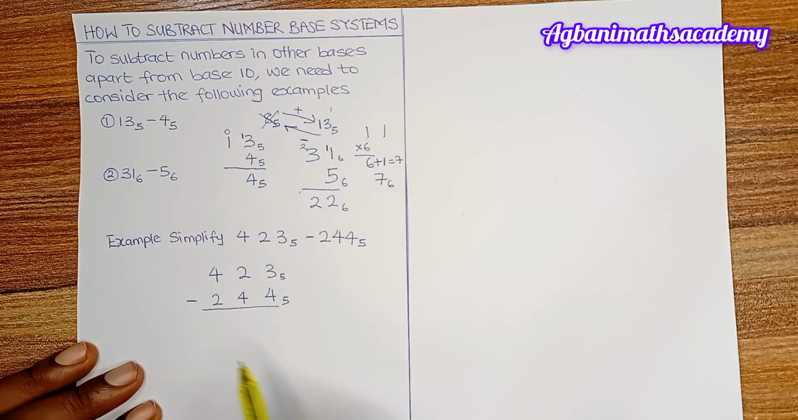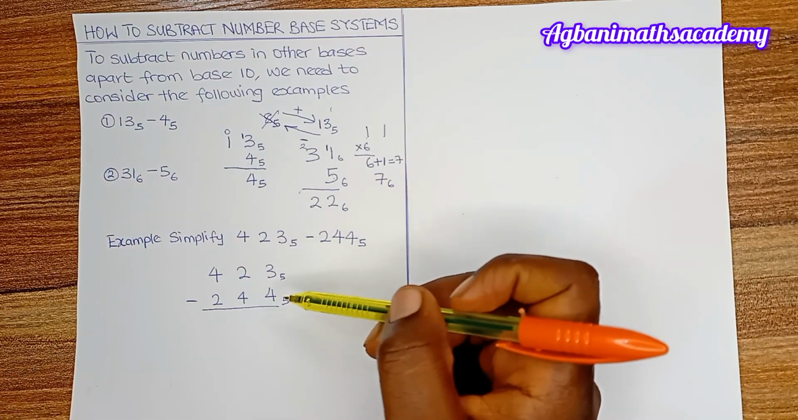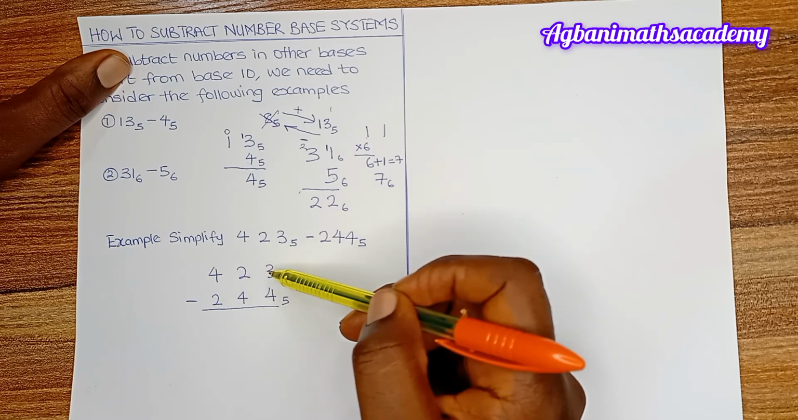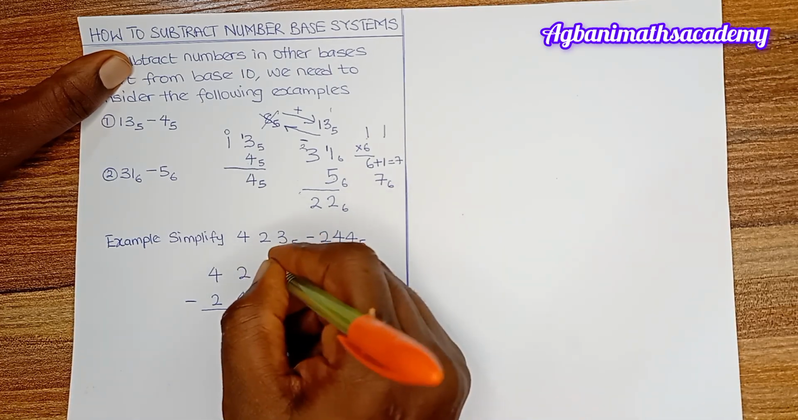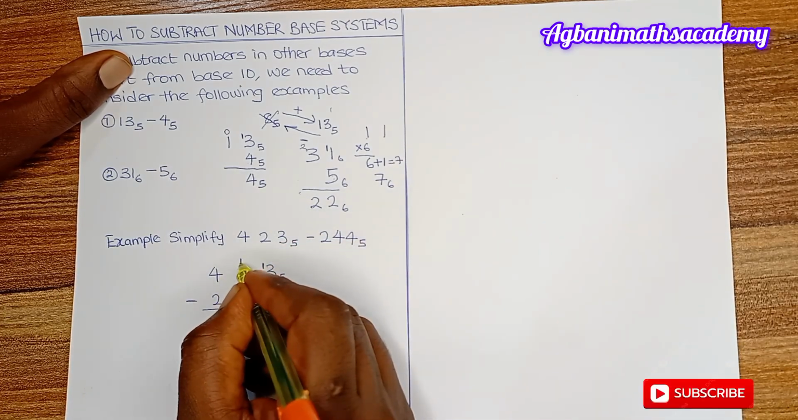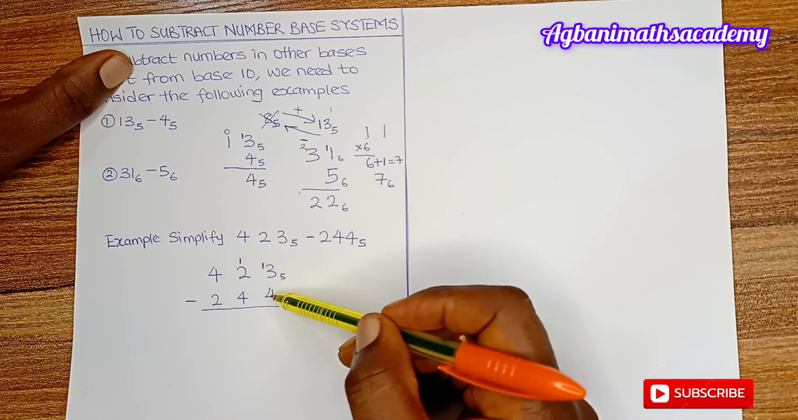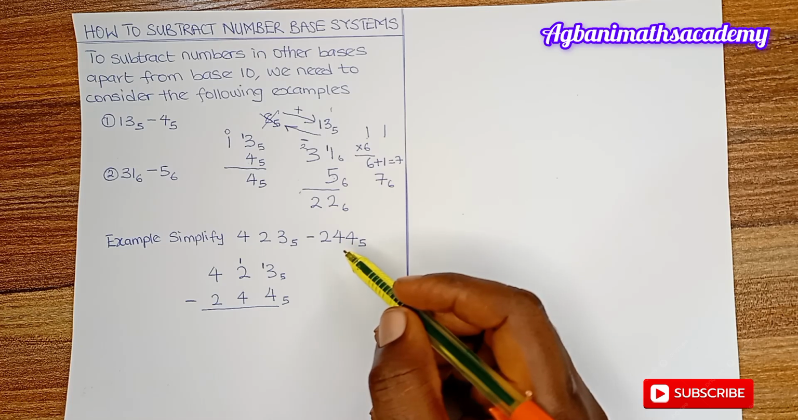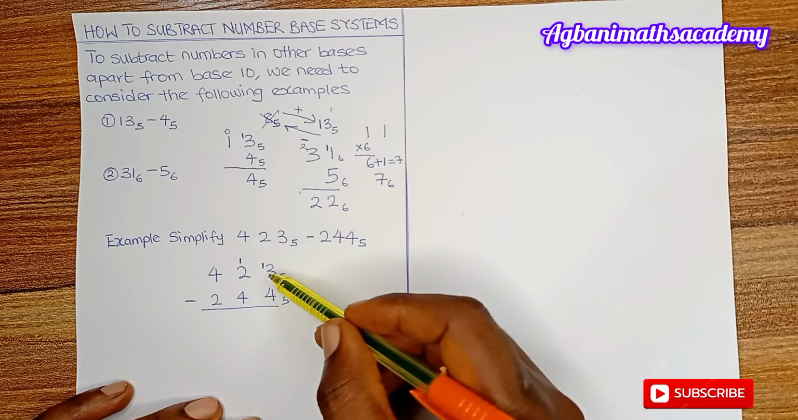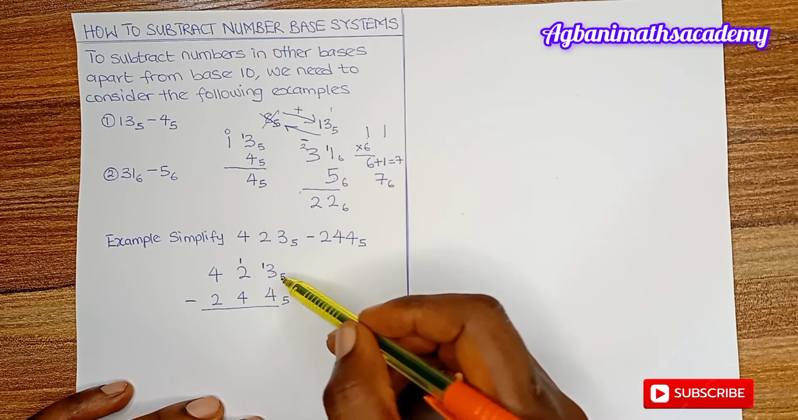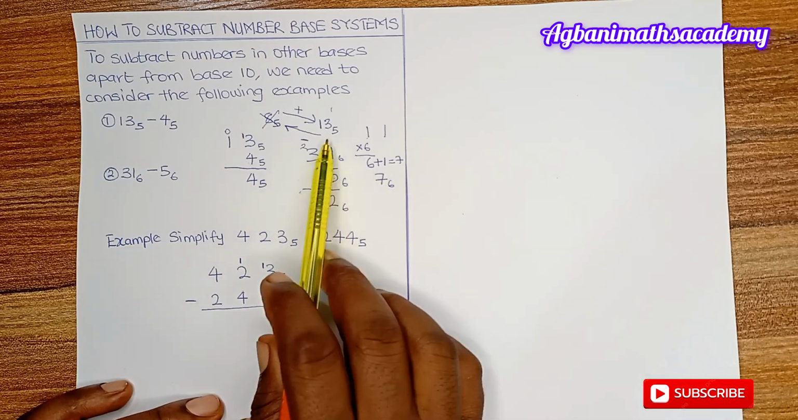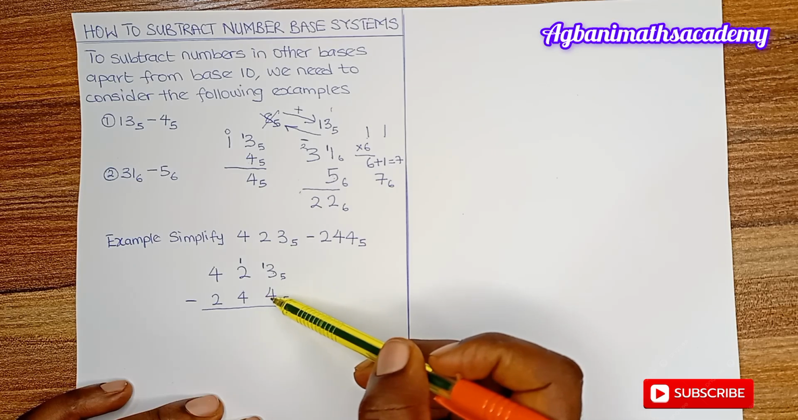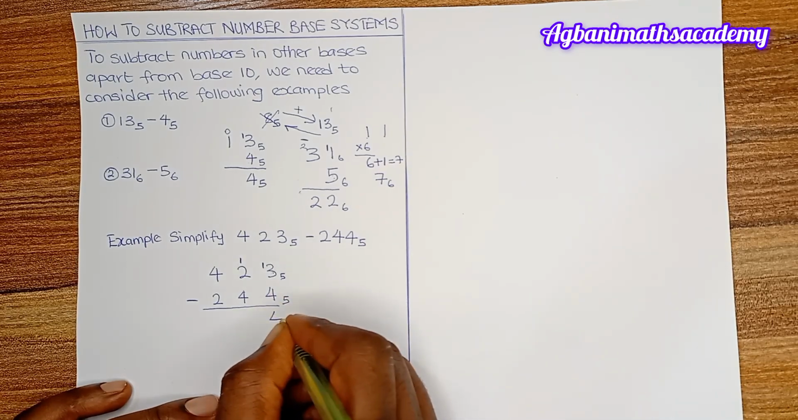So we are subtracting. 3 minus 4 is not possible, right? So we borrow 1 from 2, bring it here, it is going to give us 13. So here remains 1. So 13 minus 4, if we do 13 minus 4, we are going to have a number bigger than 5, which will be 9. So in order to avoid that, the first thing we do, we change this 13 base 5 to the incorrect form, which we have gotten to be 8 base 5. So we are going to use 8 minus 4, which will give us 4.